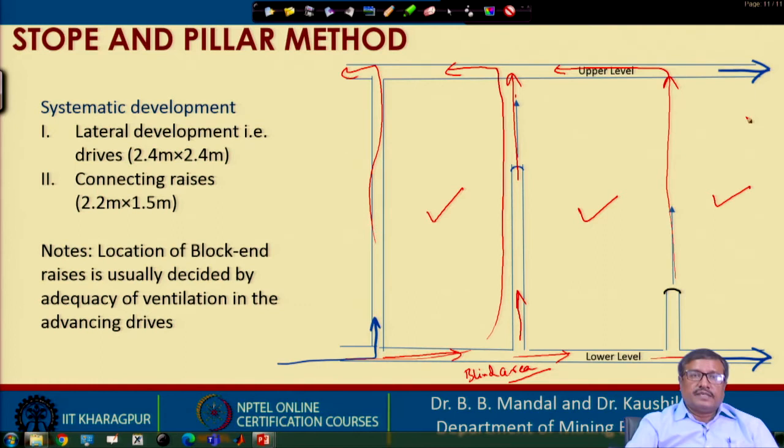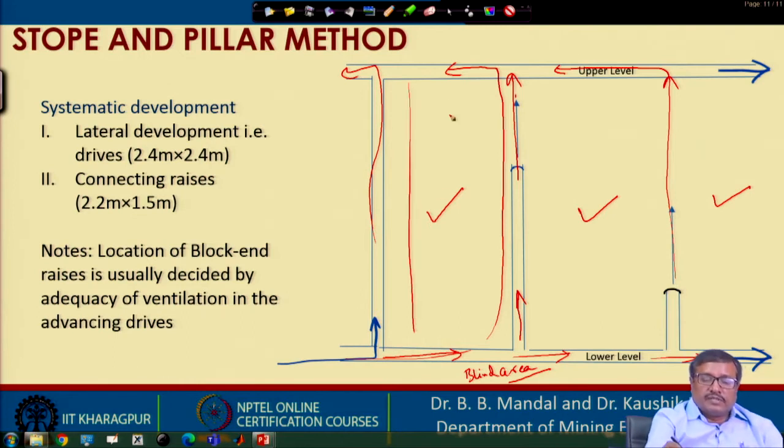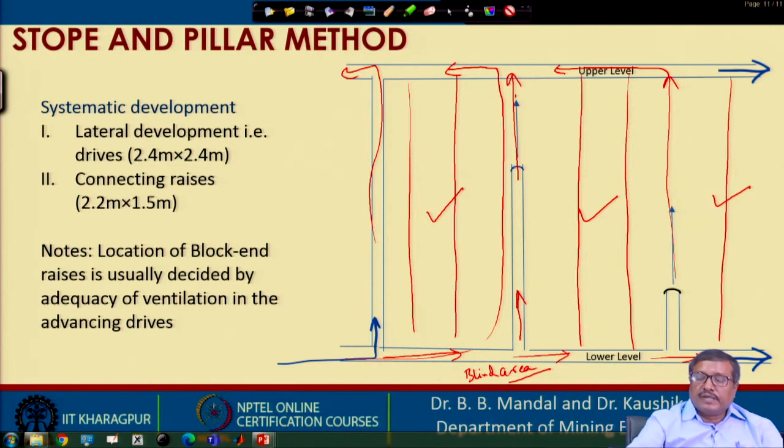Now, for the raises, you have to decide, depending on the span and the width of the rib pillar, what will be the distance between consecutive raises. How many raises you will make and where they will be made, as I said in the earlier slide, will be decided by the span of the stope and the width of the rib pillar that we are leaving.